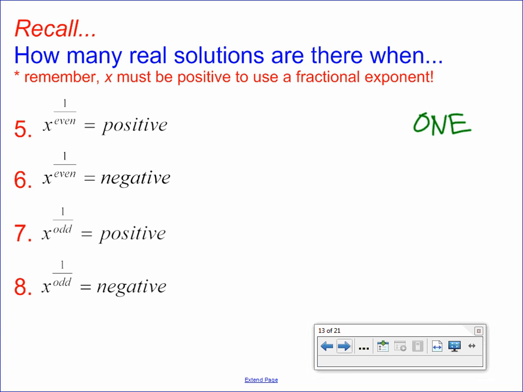However, if I have that fractional exponent with even denominator set equal to a negative, this would be like the 4th root of x equals negative 2, then there's no way. We're not allowed to have a negative base in that fractional exponent, and so there's zero real solutions here.